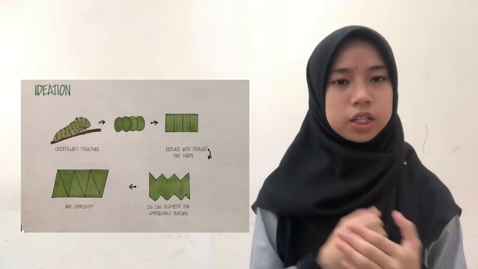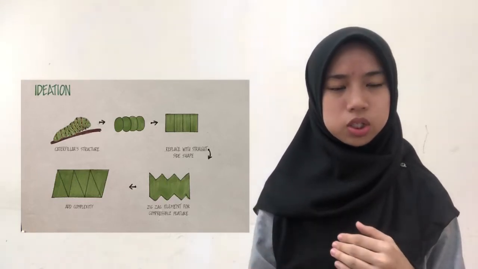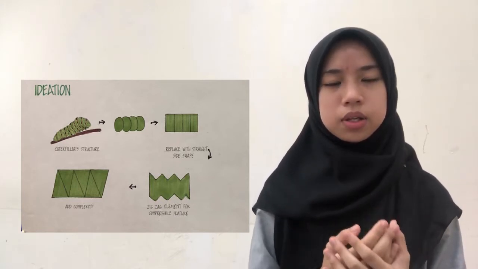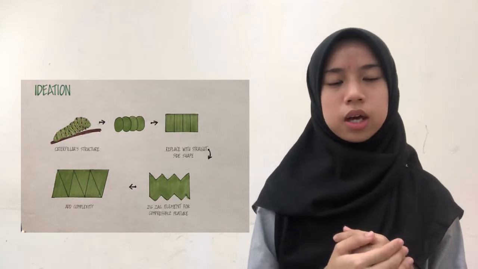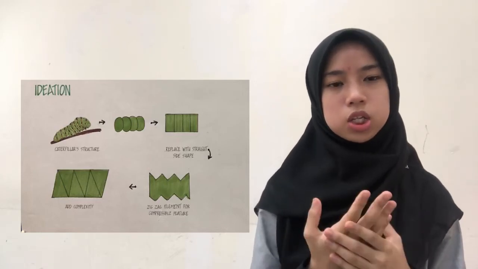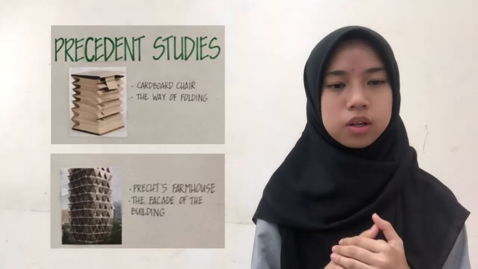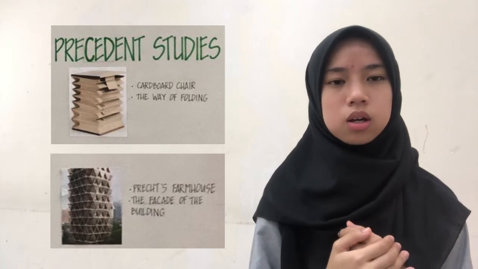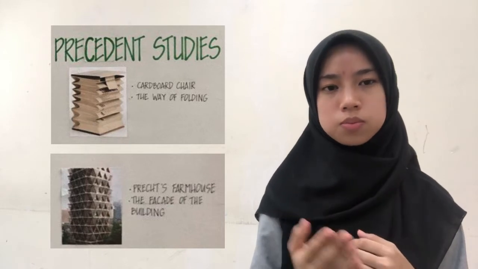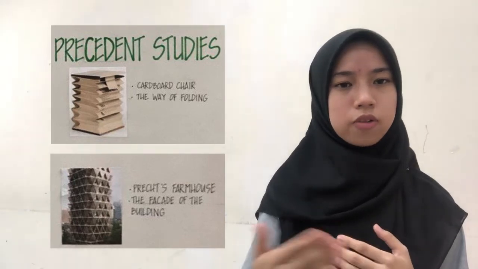So with this ideation, I transform and replace the shape of the caterpillar structure with a straight line, and I add a zigzag element for the compressible features, and as a final step, I add complexity to the shape. My precedent study I referred to in designing this pop-up pot is from the cardboard chair, which I got from the way it was folded, and from the Prax farmhouse building, where I was inspired by the facade of the building.